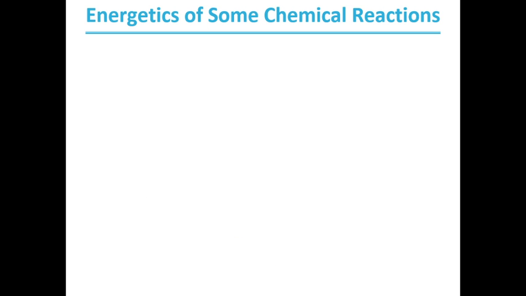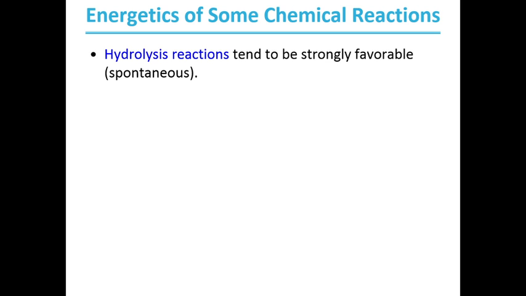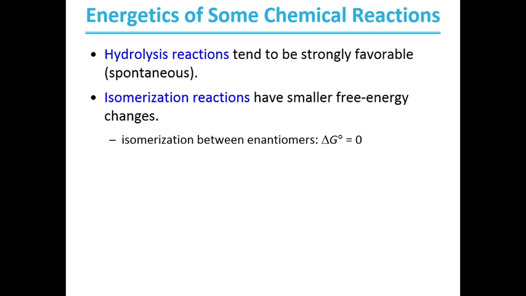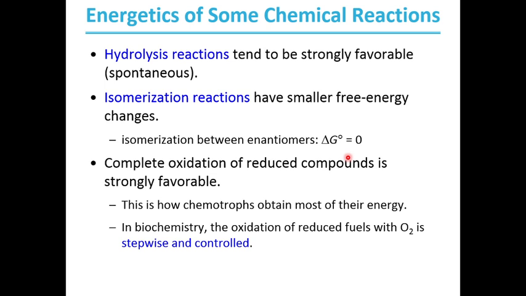Let us discuss the energetics of some chemical reactions. Hydrolysis reactions tend to be strongly favorable because they are spontaneous. Isomerization reactions, on the other hand, have smaller free energy changes. Isomerization between enantiomers usually happens at equilibrium. Complete oxidation of reduced compounds is strongly favorable. This is how chemotrophs obtain most of their energy. In biochemistry, the oxidation of reduced fuels with oxygen is stepwise and controlled.